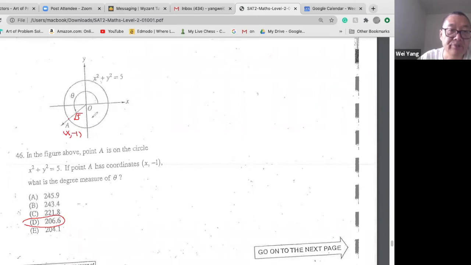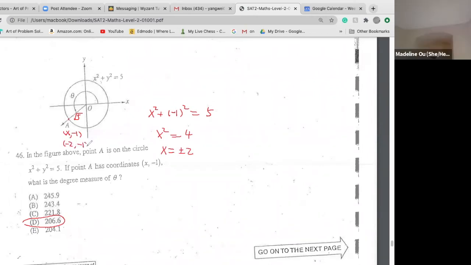So we can first find the x coordinate. You can set up the equation x squared plus (-1) squared equals 5, right? Then you get x squared equals 4, then x equals plus or minus 2. Because at this location x is negative, x actually equals -2.